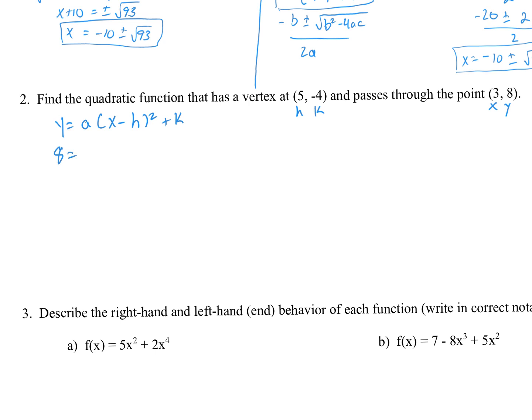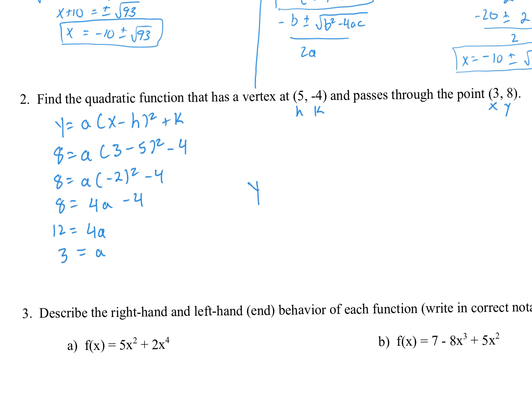So 8 equals a times (3 minus 5) squared minus 4. Now it's just simplify. 8 equals a times negative 2 squared minus 4. 8 equals 4a minus 4. Add 4 to both sides, so 12 equals 4a. Divide by 4, a equals 3.